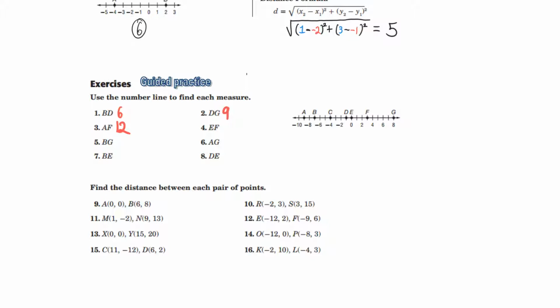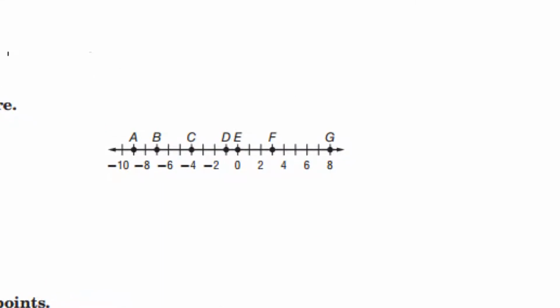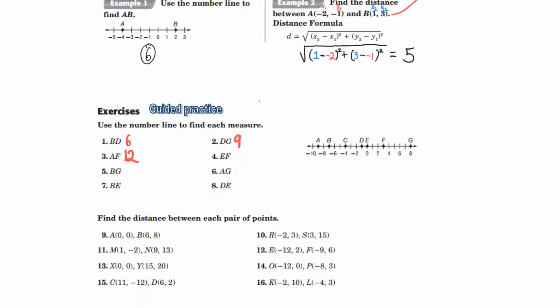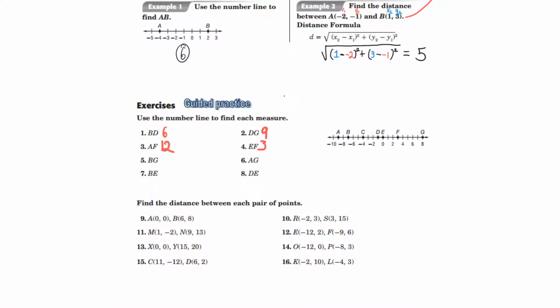Okay, how long is EF? 3. I mean, that one's real easy to see, right? E's at 0. F is at 3, so that's just 3 units. All right, how long is BG? 15. It's -7 and +8, that's 15 units apart. AG is 17, good. BE is 7, and then DE is 1 unit.